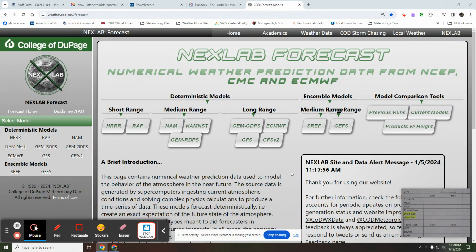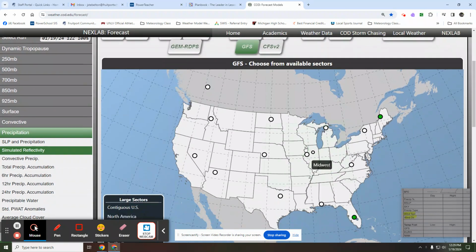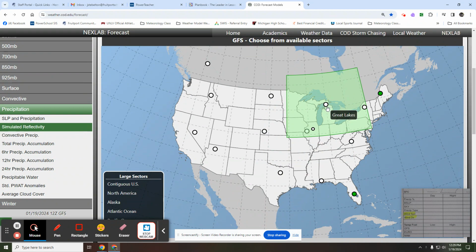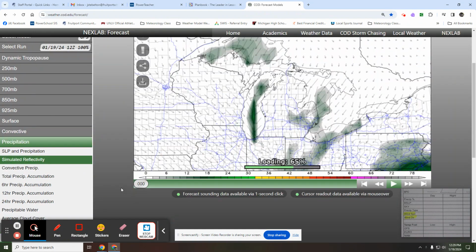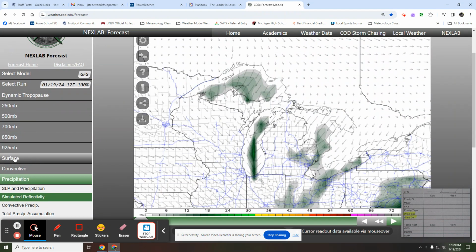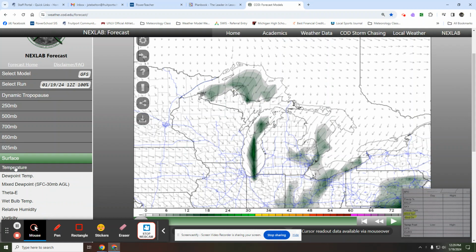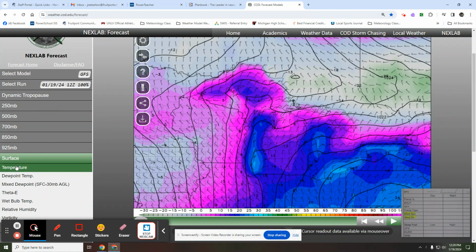This mini lesson is predicting or forecasting wind speed and direction. So I'm going to go to the GFS right here. And then to get to wind speed and direction, again, you're going to click on Great Lakes. And then over on the left-hand side, surface and temperature. So with surface and temperature, you can predict a few of those variables on the template that we use.